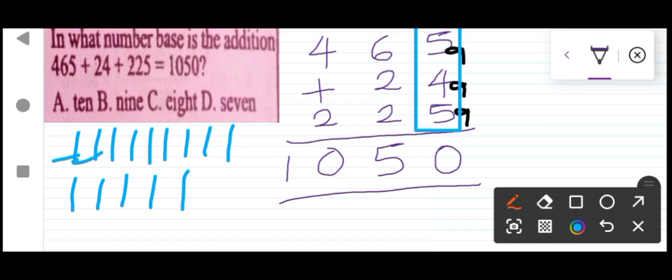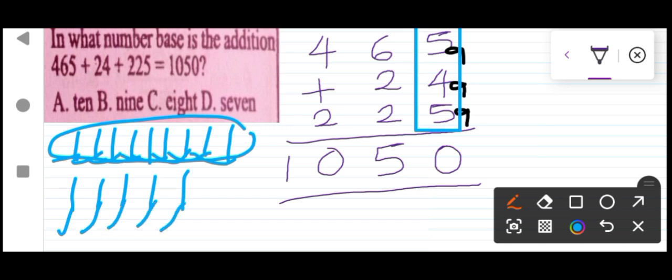1, 2, 3, 4, 5, 6, 7, 8, 9. So this is 9 and that makes 10. So we go 11, 12, 13, 14, 15. Right? So at this place, 5 and carry 1. But of course, you will observe that 0 is what was there. So that means base 9 is not the correct option.